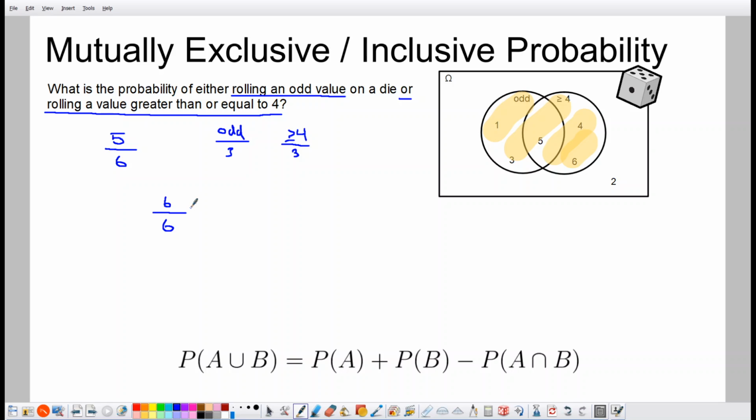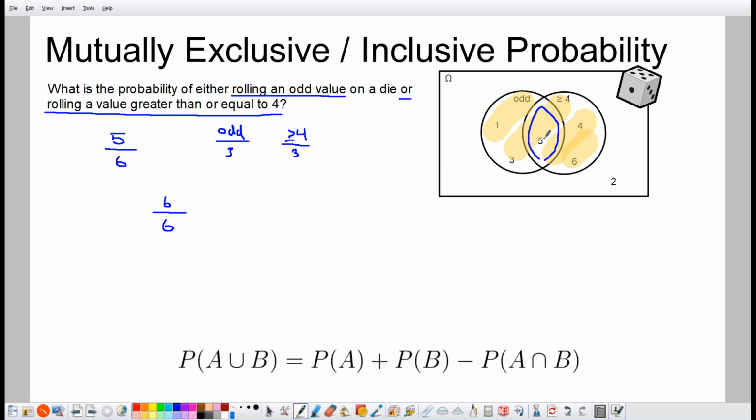Now, you might be going, hey, I see what's going on here. You might have already picked up on this. Notice that when I count up all the numbers in the odd circle, there's 1, 2, 3, and all the numbers in the greater than or equal to 4, 1, 2, 3, in doing that, where those 2 circles intersect, I have now counted that event twice. Okay, I counted it 1, 2, 3. There was the first time. 1, 2, 3. There was the second time.